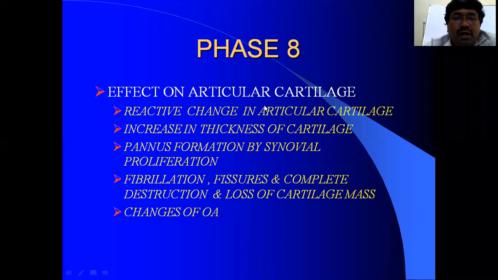So the last stage is the effect on articular cartilage. In the reactive changes in the articular cartilage, there will be an increase in the thickness of the cartilage, but even though there is an increase in cartilage, the underlying bone is not proper, so there is fissuring and everything. So much of the cartilage will get damaged repeatedly. Fibrillation and fissures and complete destruction or loss of the cartilage mass is the final result. And it will all end up in changes of osteoarthritis of the hip joint.